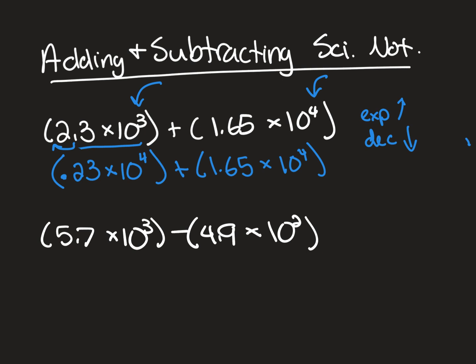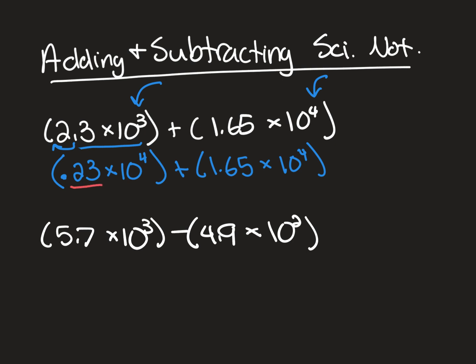I could have done the same thing with the second scientific notation. I could have made that exponent smaller, and then I would have moved the decimal to the right, making the number bigger. They kind of always have to balance each other out. So now that the exponents match, you can just add them together.